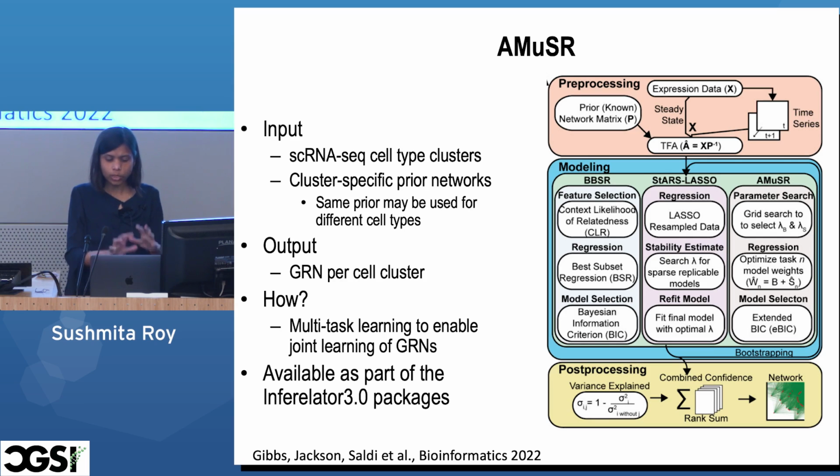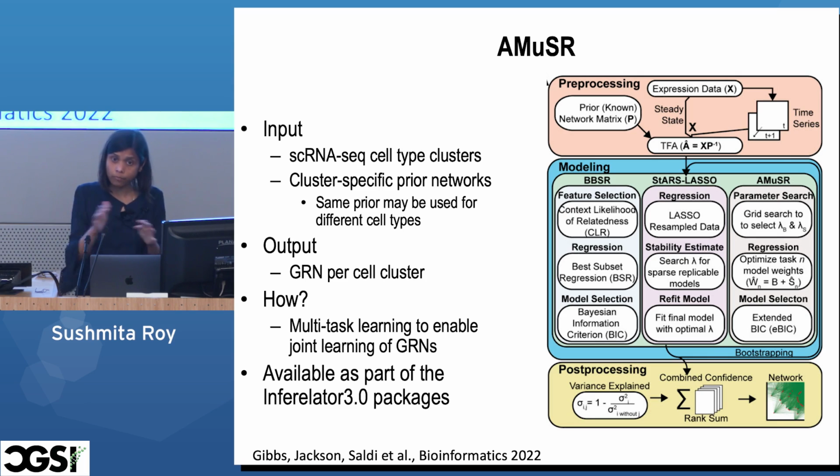Then there is a suite of methods from the Inferelator 3.0 package. It's a nice package. It's a collection of different network inference algorithms from Richard Bonneau's group. The one that was specifically made for single-cell RNA-seq is called AMUSR. This method takes in single-cell RNA-seq cell clusters. So you have to define those cell clusters, and for every cell cluster, you have to define a prior network.